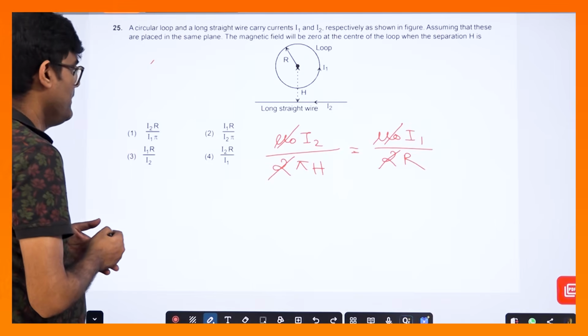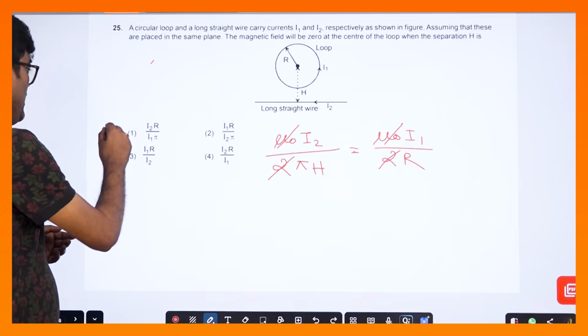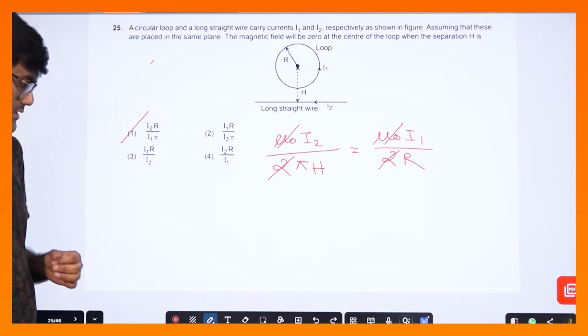R by pi and I2 by I1. Option 1 is the correct choice for this question.